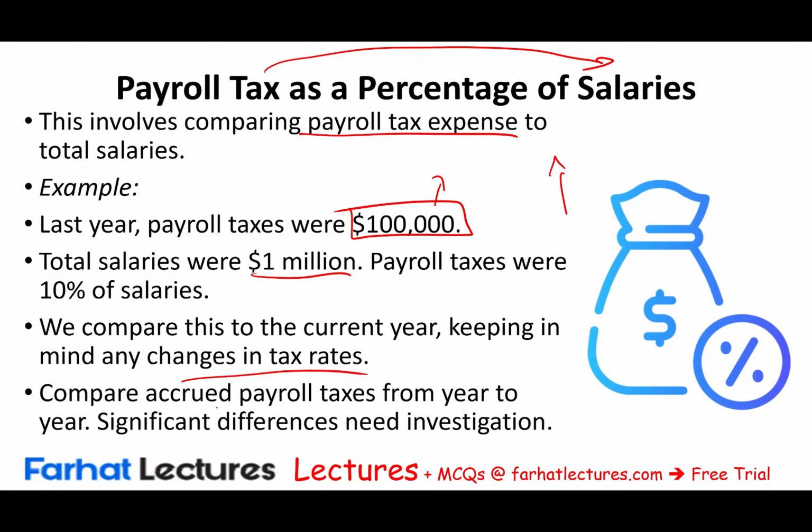Also, you could compare accrued payroll taxes from year to year. Accrued payroll taxes are the payroll taxes that you accrue, that you record at the end of the period when you have cutoff. There's a cutoff time, December 31st, and at that point you have to accrue payroll taxes, and you would compare that amount from year to year. That amount should be small, nevertheless, you would look at it.